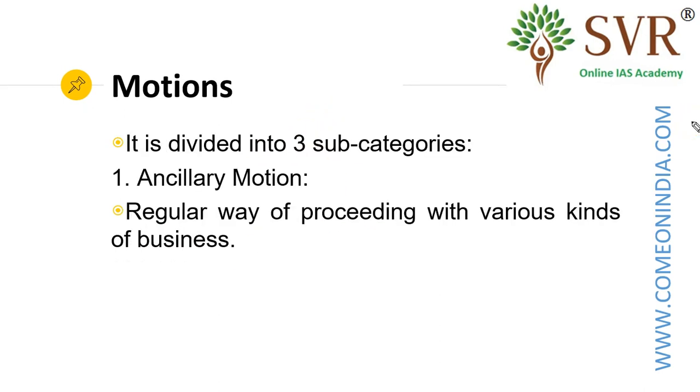The subsidiary motion is further divided into three subcategories. They are number 1 ancillary motion, number 2 superseding motion, number 3 amendment. First let us see about ancillary motion. The ancillary motion is used as a regular way of proceedings in the House. That is, this ancillary motion is used with various kinds of business of the House of Parliament.